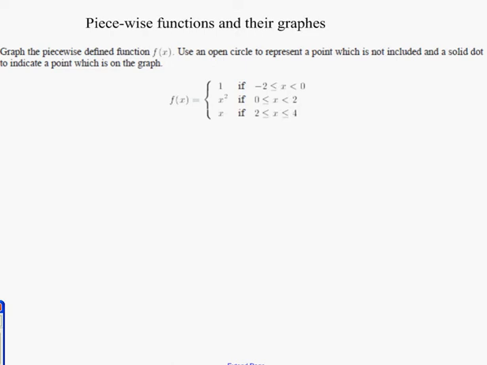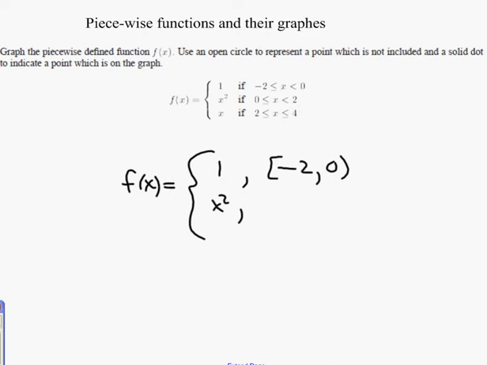I'm sorry about the way this looks, so let me just make this a little darker. This function reads f of x equals 1 for the domain -2 inclusive to 0 non-inclusive, x squared for 0 inclusive to 2 non-inclusive, and then x for 2 inclusive to 4 inclusive.